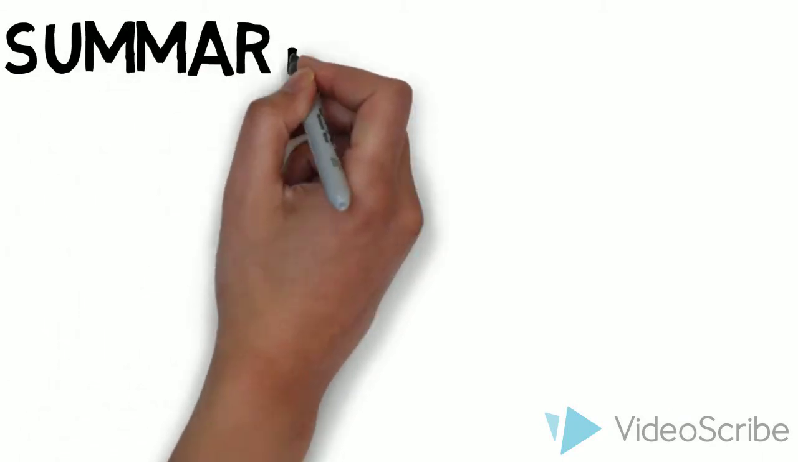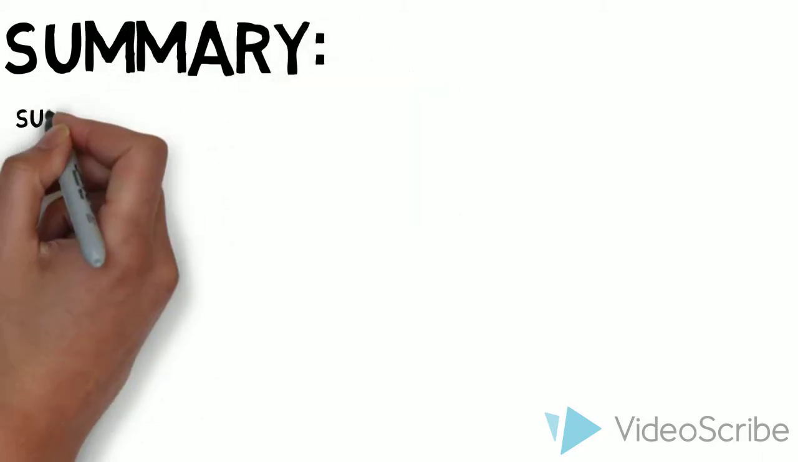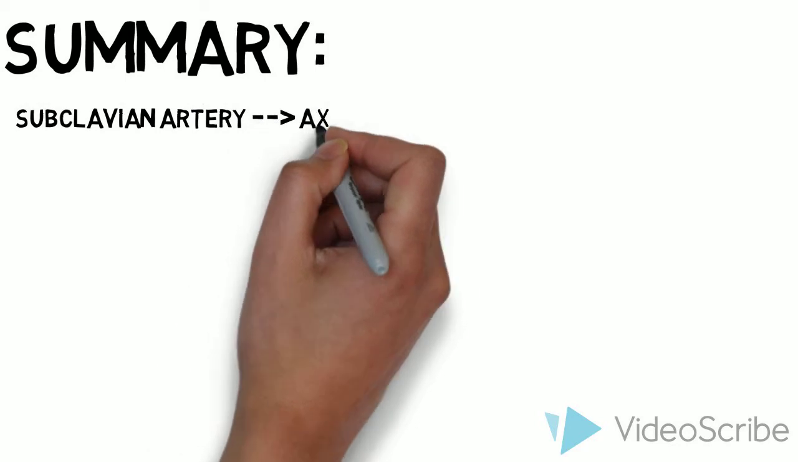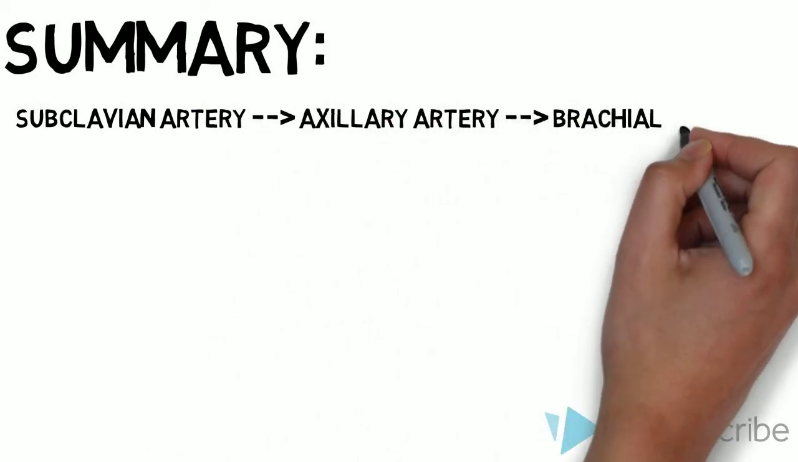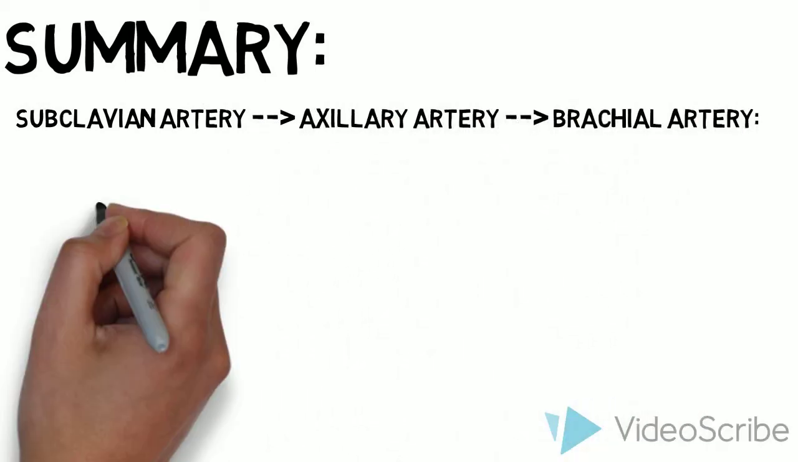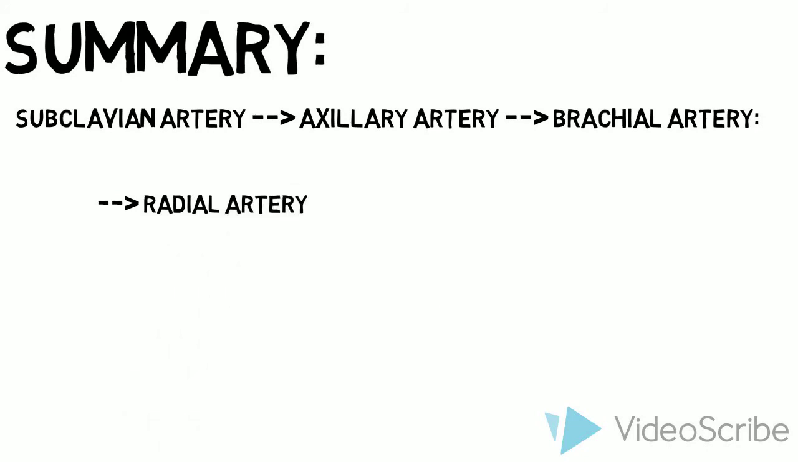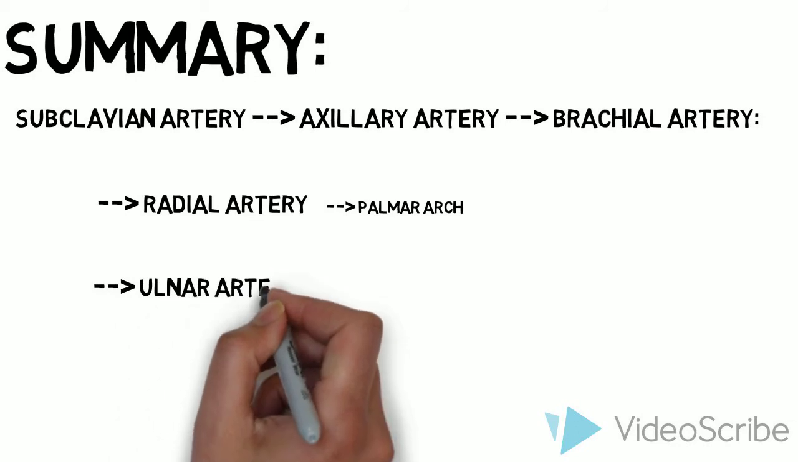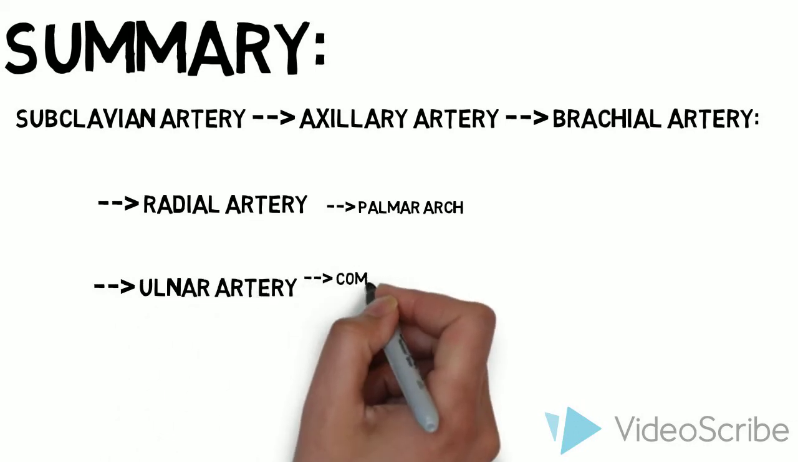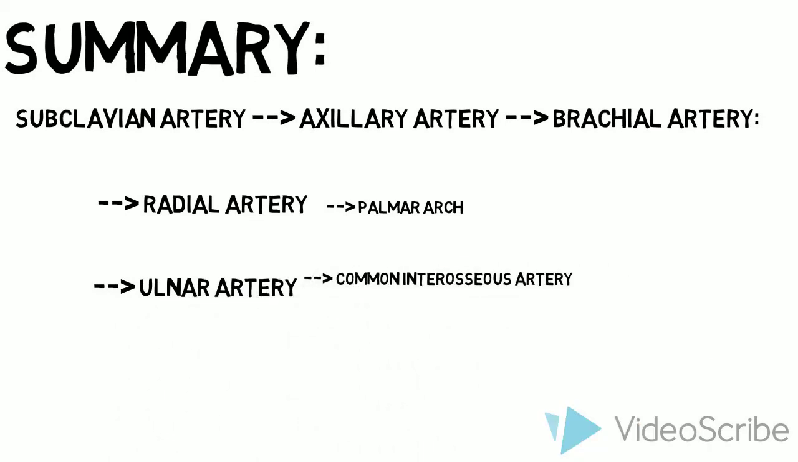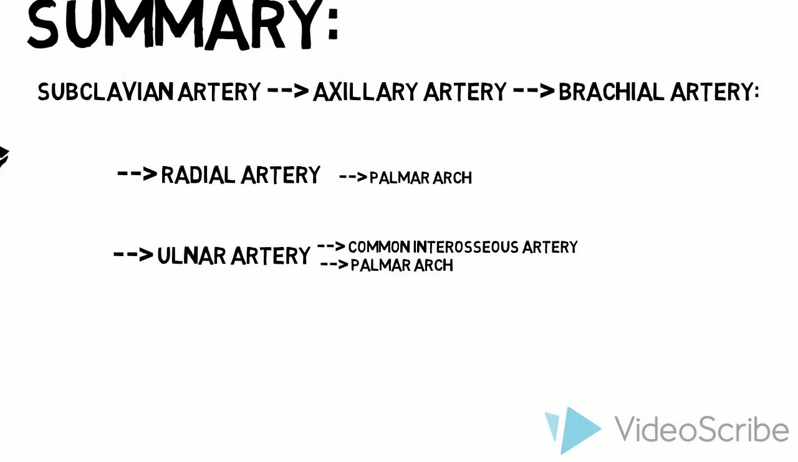A summary of what was covered here is the subclavian artery becoming the axillary artery, the three sections, and then becoming the brachial artery, which splits into the radial artery, that eventually becomes the palmar arch, and the ulnar artery, which has a splitting off of the common interosseous artery, and then the ulnar artery also becomes the palmar arch.